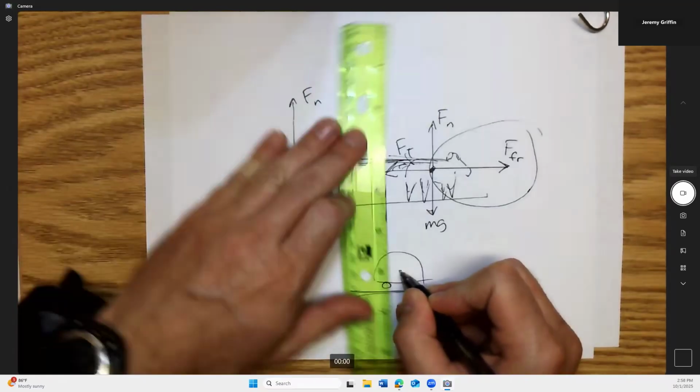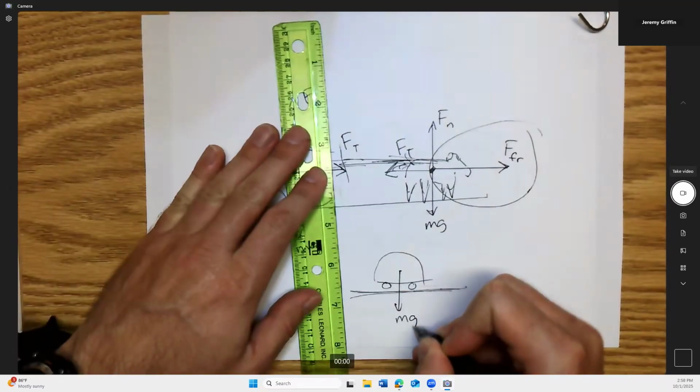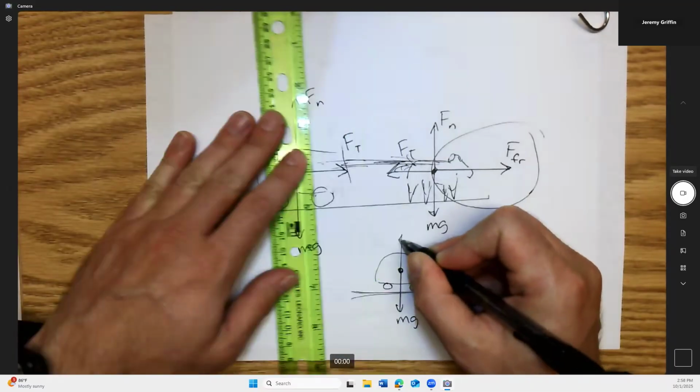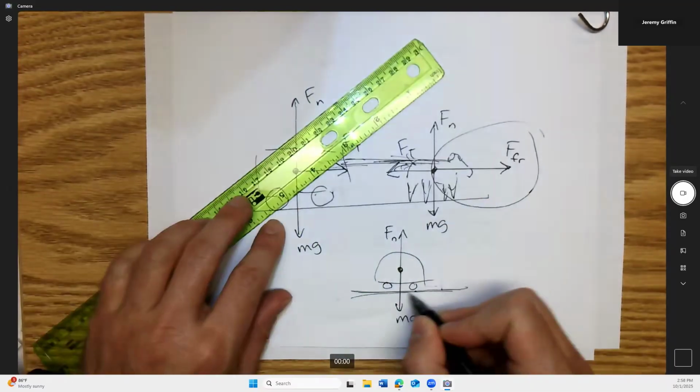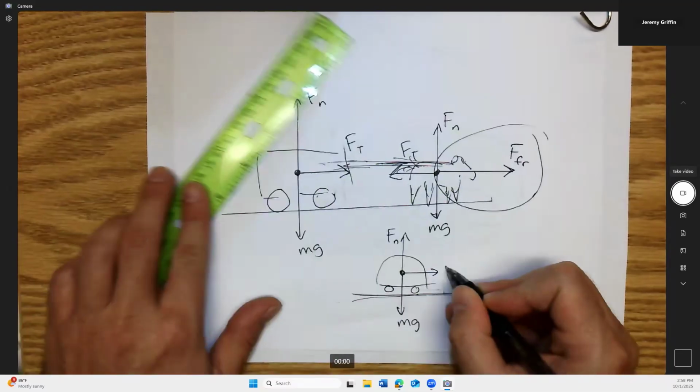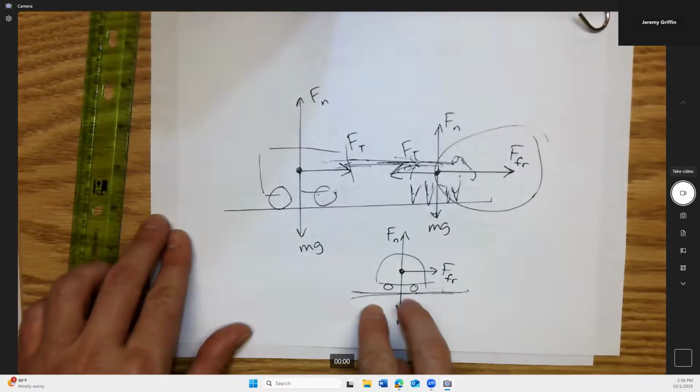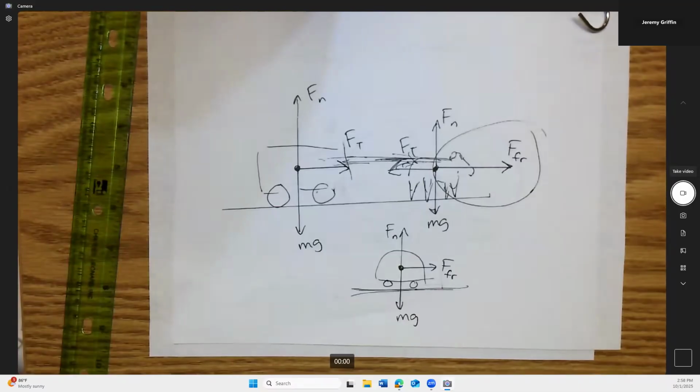Okay. Here's the actual free body diagram. So your car has a weight, your car has a normal force holding it up. And then these wheels spinning. It's actually the friction force between the tires and the road that allows the car to take off and start driving. Yeah, that's the actual driving force.